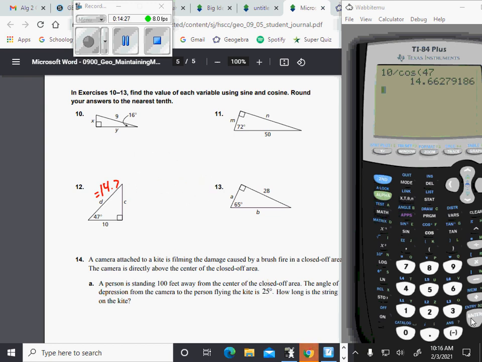And c, we can take the sine of 47, set that equal to c over 14.7. We're going to multiply 14.7 times the sine of 47, and we're going to get 10.7. So c equals 10.7. I'll let you guys do 13 on your own.